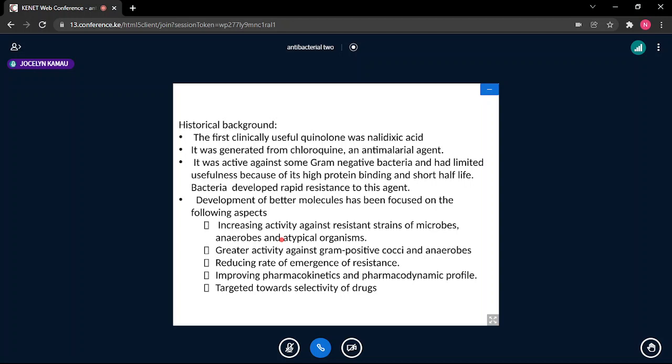You want them to be better. You want to reduce the toxicity. You want to increase spectrum of activity. You want to improve on the pharmacodynamics, pharmacokinetics. And of course, you want the drug to be very selective. If the drug is highly selective, that implies you have reduced its toxicity.